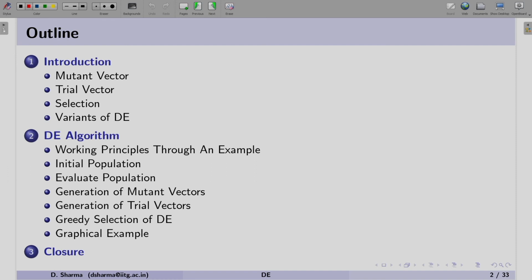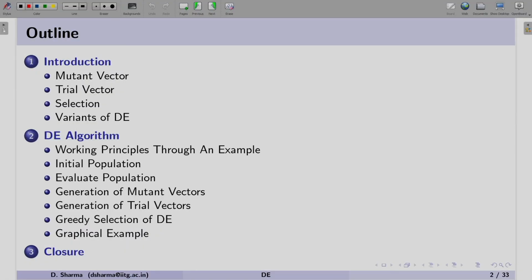As we can see, we will have a mutant vector and a trial vector, and when we are generating such vectors, we have a selection operator which is going to select the best solution from the population while comparing one vector to another vector. After going through the introduction of differential evolution, which we call DE, we are going to understand this particular algorithm through an example.